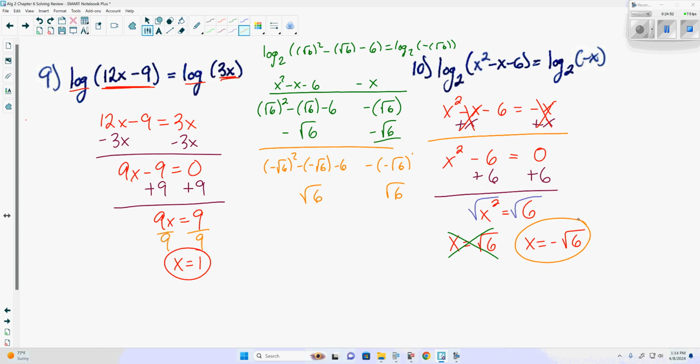And most of the time, especially if there's one like this here, negative x, the single term, use it to check. It doesn't matter if the other one was positive. If one of them gives us a negative or 0 inside the log, it doesn't matter what the rest of them do. It doesn't work. Does that make sense?